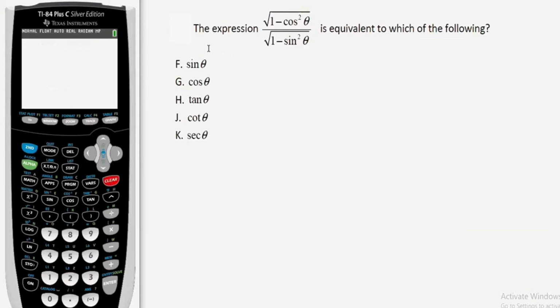So the question says the expression in fraction, square root of 1 minus cos square theta over square root of 1 minus sine square theta, is equivalent to which of the following? Now that we have cleared the calculator, next thing will be to store a number, of which I highly recommend 2, guys. Very, very important. To store 2 on this calculator, you press the value 2, then press the store button. Want to store it as x, you press this button for x, then press enter, and it will indicate that it has been stored as 2.